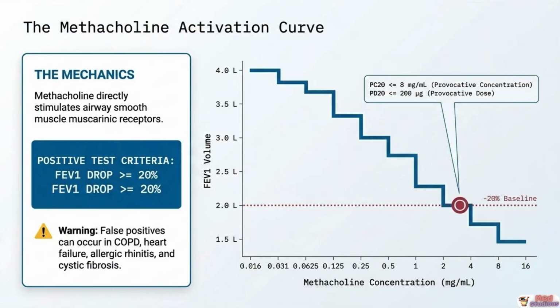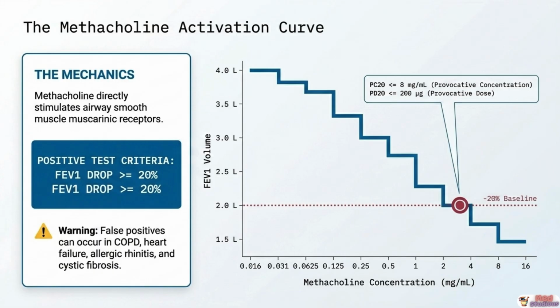Now let us understand the precise pharmacology and interpretation of the Methacholine challenge test. Methacholine is a synthetic cholinergic agonist that directly stimulates muscarinic M3 receptors on airway smooth muscle, causing bronchoconstriction in a dose-dependent manner. The test is delivered via nebulization in incrementally increasing concentrations, from as low as 0.016 milligrams per milliliter all the way up to 16 milligrams per milliliter. After each dose, FEV1 is measured.